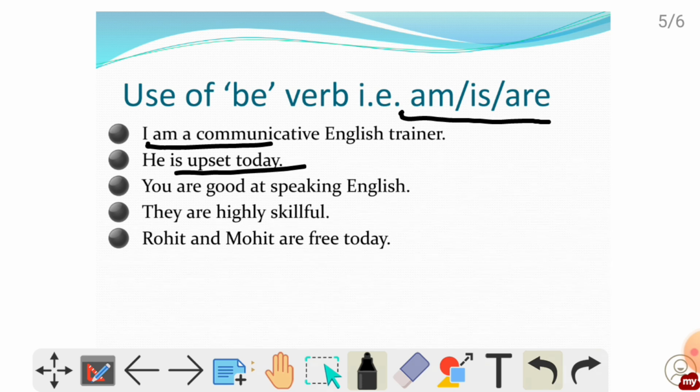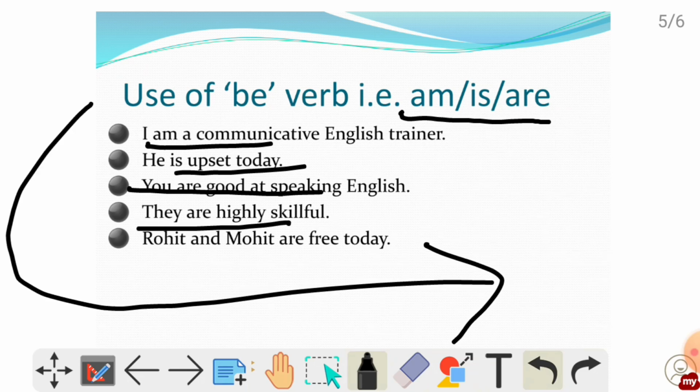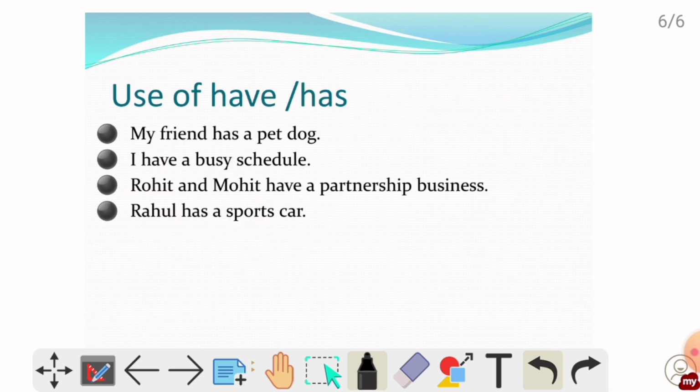He is upset today. Be verb. You are good at speaking English. Be verb. They are highly skillful, right? Use a be verb and regular things. So it is a simple present tense use. Use a be verb in simple present tense, right? That's how you go. Rohit and Mohit are free. So again, simple rule. If it is I, we normally place am. If it is third person or anything singular, we place is, right? And if it is plural or you, we place are. Those are the examples.